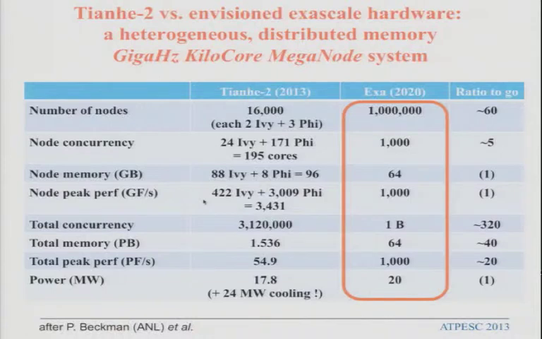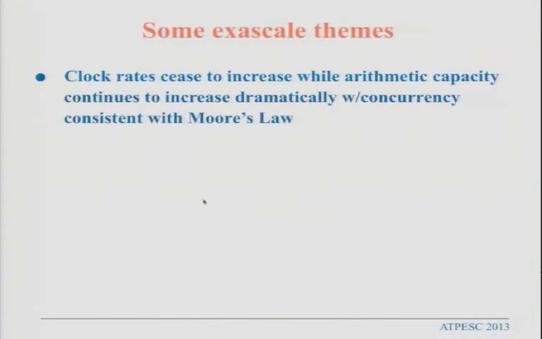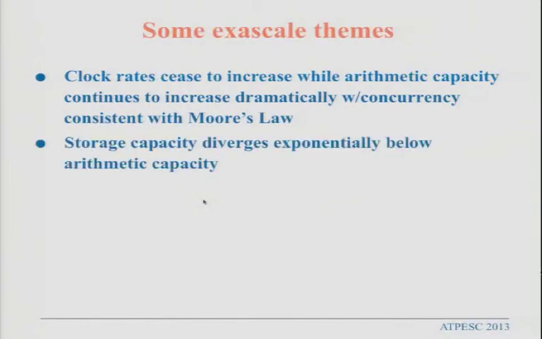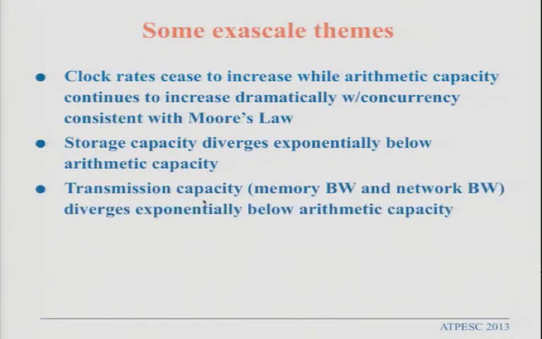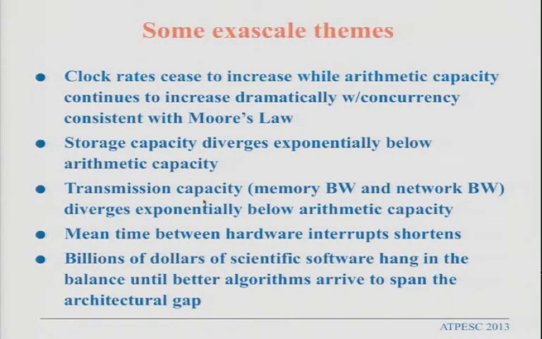So this factor of performance that remains of some 20 has to be done within the current power envelope. And so some exascale themes come from those. Clock rates cease to increase. All the arithmetic capacity comes from concurrency, perhaps in core multiples as opposed to bigger cores. Storage capacity diverges exponentially below arithmetic capacity, so does bandwidth. Mean time between hardware interrupts shortens, and billions of dollars of scientific software won't really run right, or really won't run efficiently the way it's currently written.